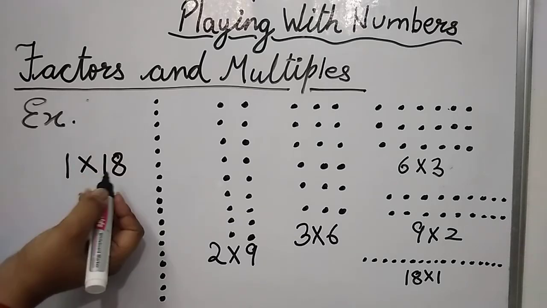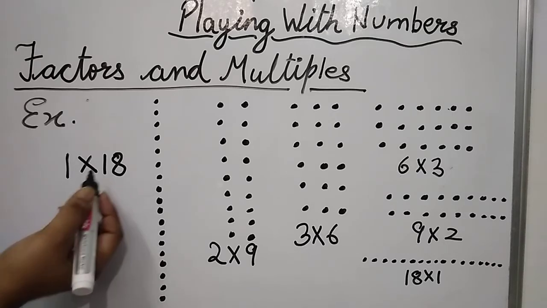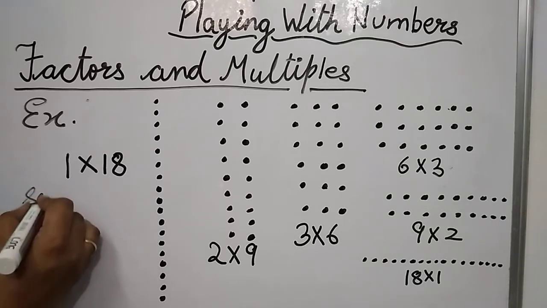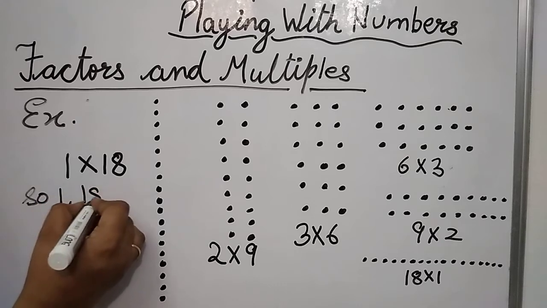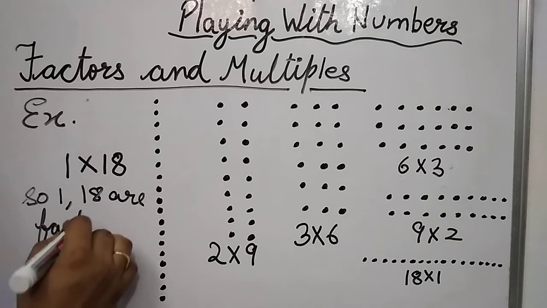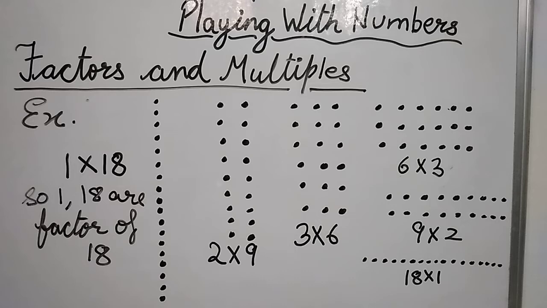Now from each of these product ways, we can also say that 18 can exactly be divided by 1 and 18. So 1 and 18 are factors of 18. Similarly, 2 and 9 can again exactly divide 18. So 2 and 9 are also factors of 18.